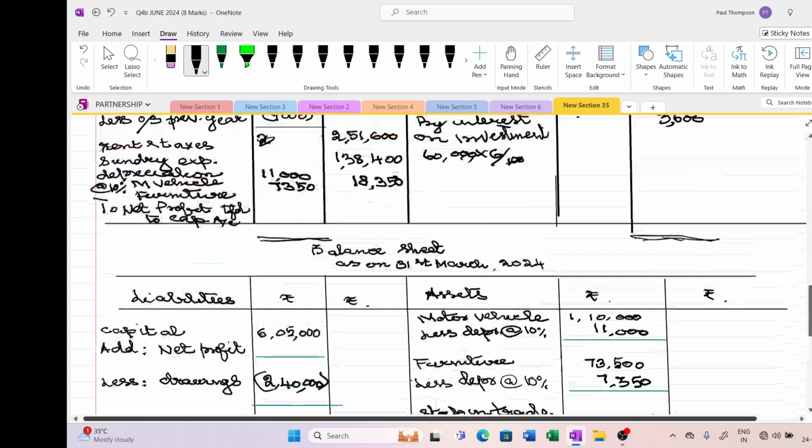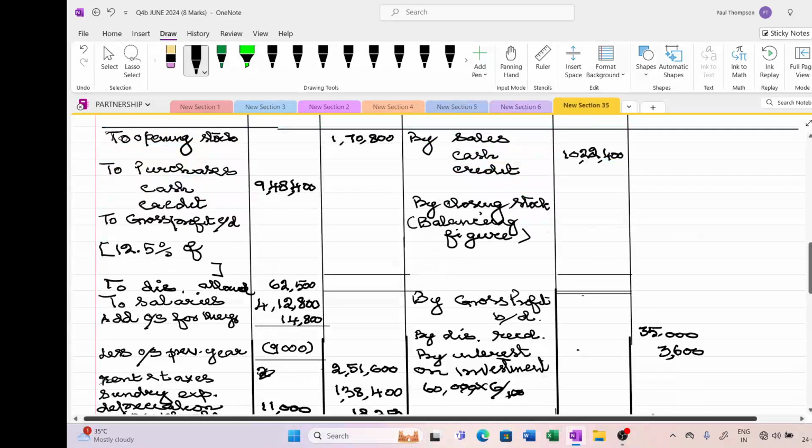So this should go to my trading account. What is the credit sales? 86,89,600. So what is my total sales? 97,12,000. Let me finish the total creditors account.